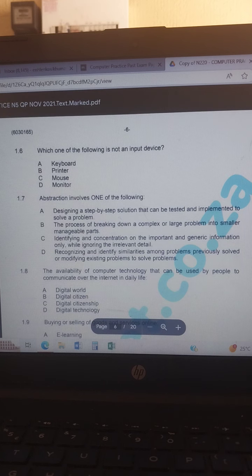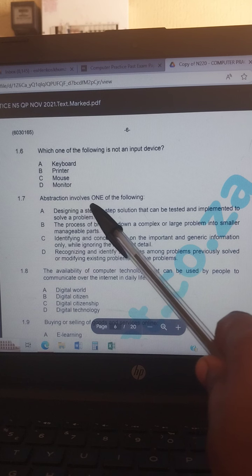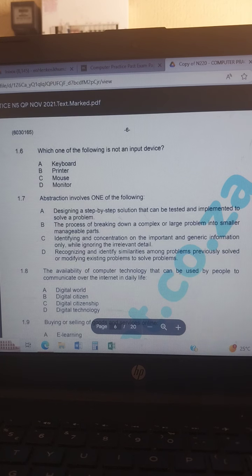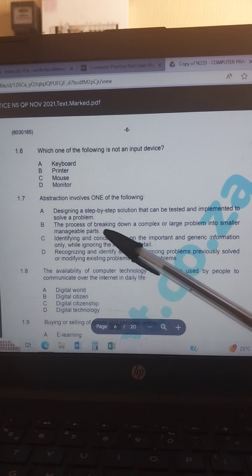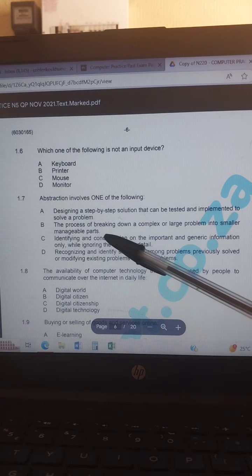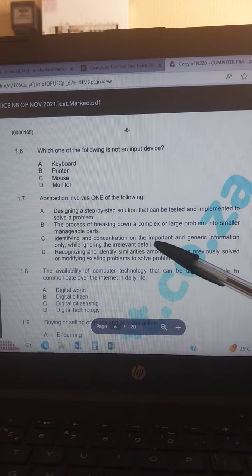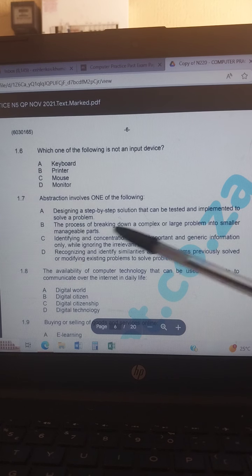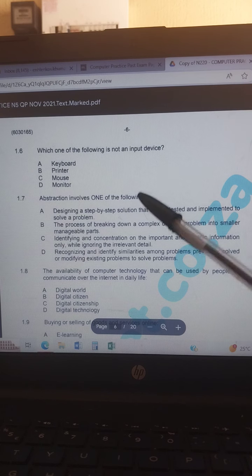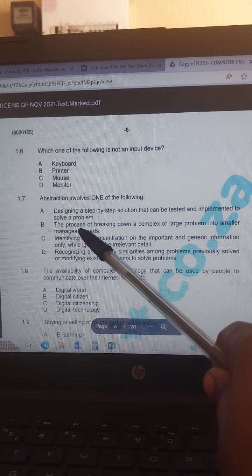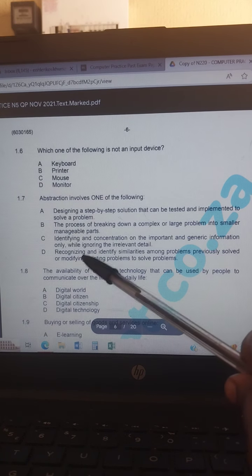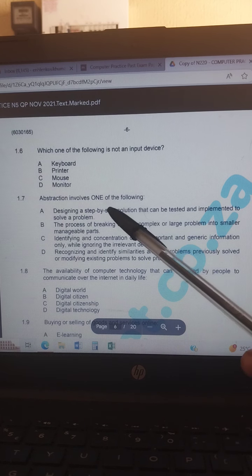Then we go to seven. Abstraction involves one of the following. A, designing a step-by-step solution that can be tested and implemented to solve a problem. B, the process of breaking down a complex or large problem into smaller manageable parts. C, identifying and concentrating on the important and generic information only while ignoring the irrelevant detail. D, recognizing similarities among problems previously solved. So our answer here on number seven is C, identifying and concentrating on the important and generic information only while ignoring the irrelevant detail. That's the abstraction involved.